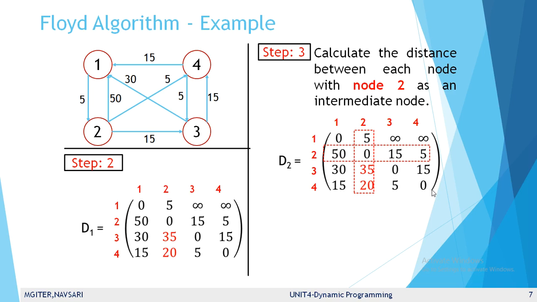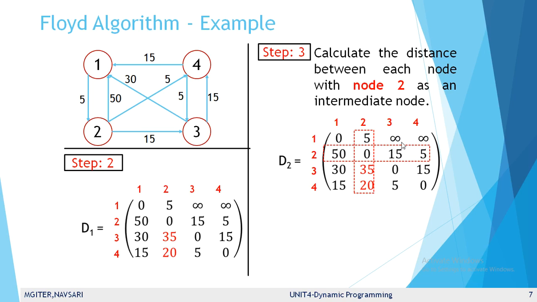Now we find the remaining distances. Here, 1 to 1 is a self loop. So we find the distance from 1 to 3 via intermediate vertex 2. 1 to 3 is infinity. 1 to 2 is 5 plus 2 to 3, which is 15. 15 plus 5 is 20. So here we update, we get the shortest distance, that is 20.